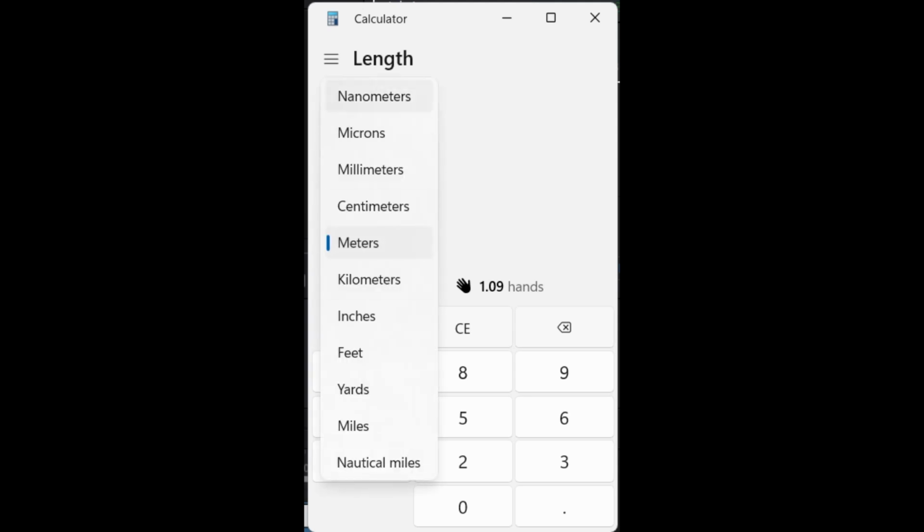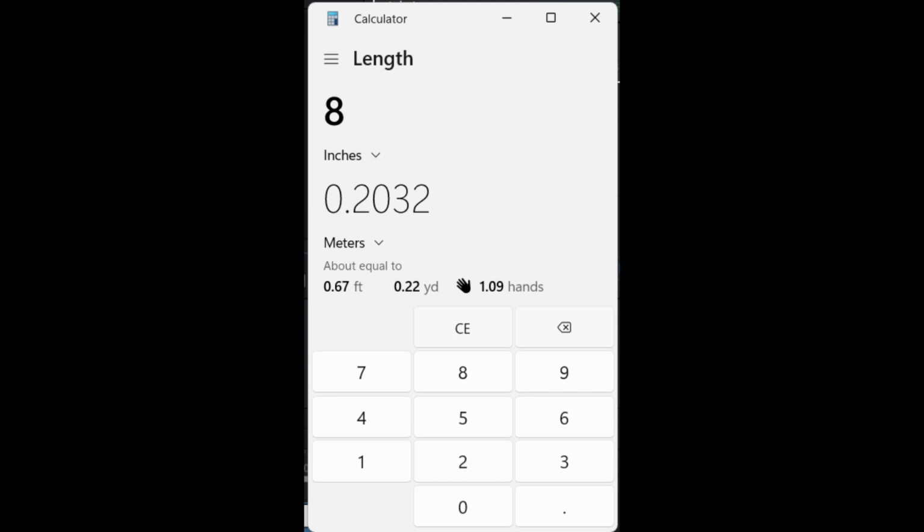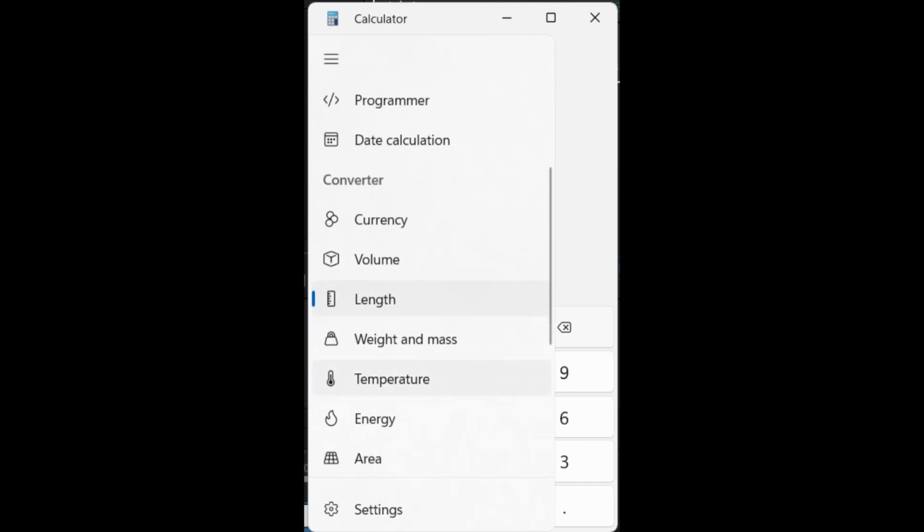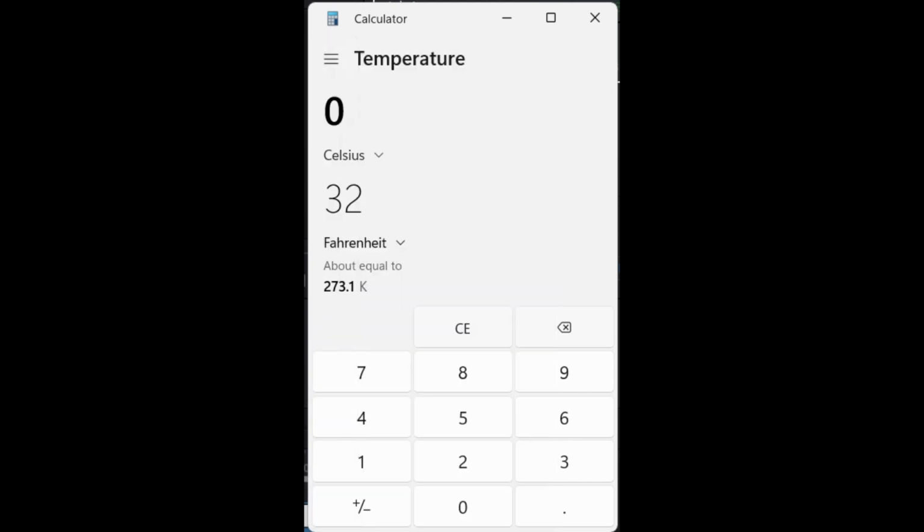And gosh, what all do they have here? Nanometers, microns, millimeters, feet, yards, miles, nautical miles. So I don't see light years or parsecs, anything like that, but you can do some of those conversions in here as well. And gosh, there's weight and mass, temperature. So you could come in here and say Fahrenheit to Celsius. So 85 Fahrenheit, and I want it to be in Celsius. It's 29.44444, or I can even do Kelvin. So there's Kelvin, 302 Kelvin. So you've got temperature in here.